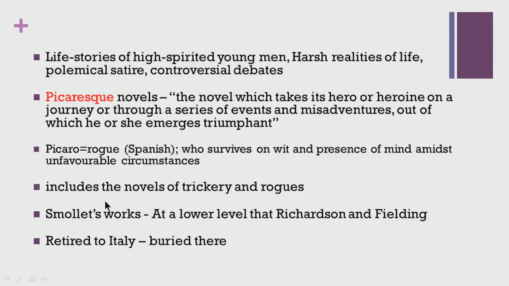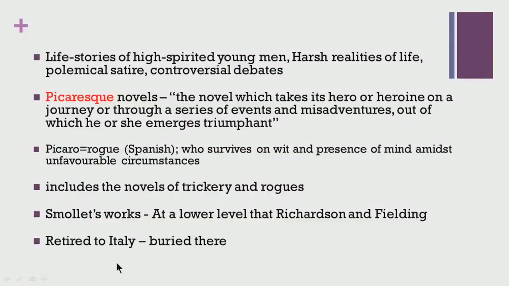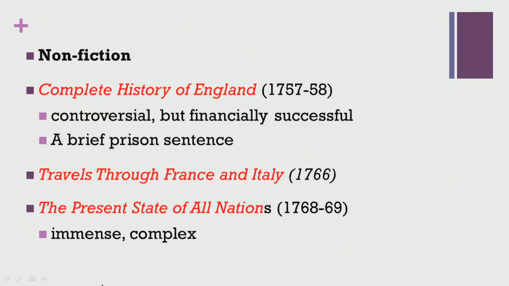The picaresque novels also include novels of trickery and on rogues, and Smollett's work, though it could be compared on many levels with Fielding's and Richardson's, was also considered at a lower level than that of his contemporaries. And when we talk about his personal life, it is said that eventually he retired to Italy, where he died, and he was buried there as well.